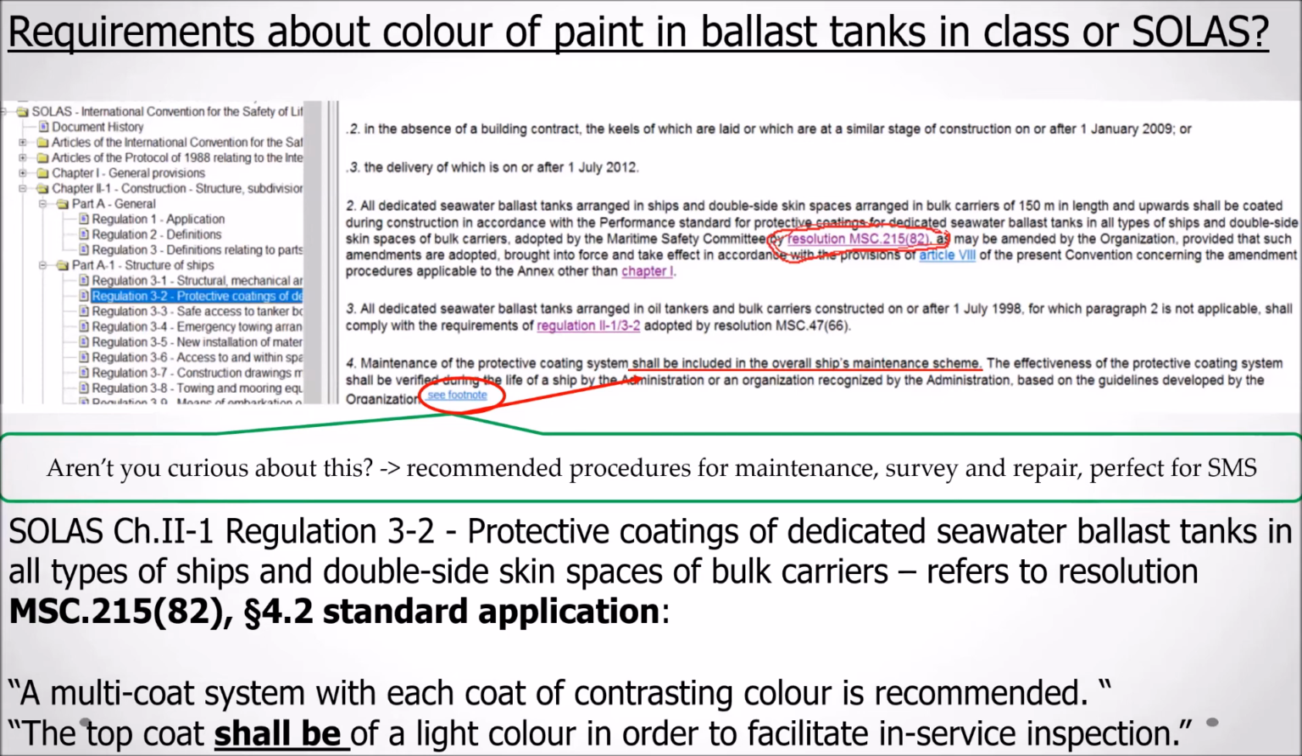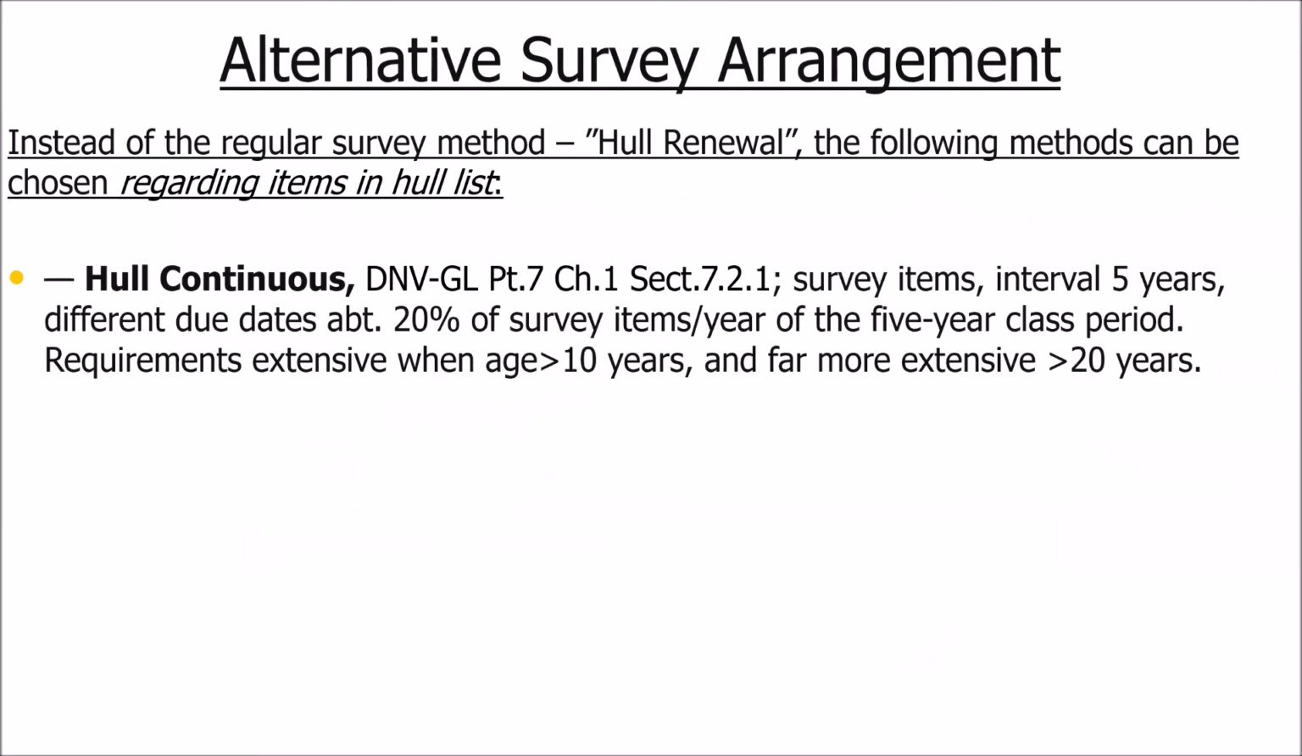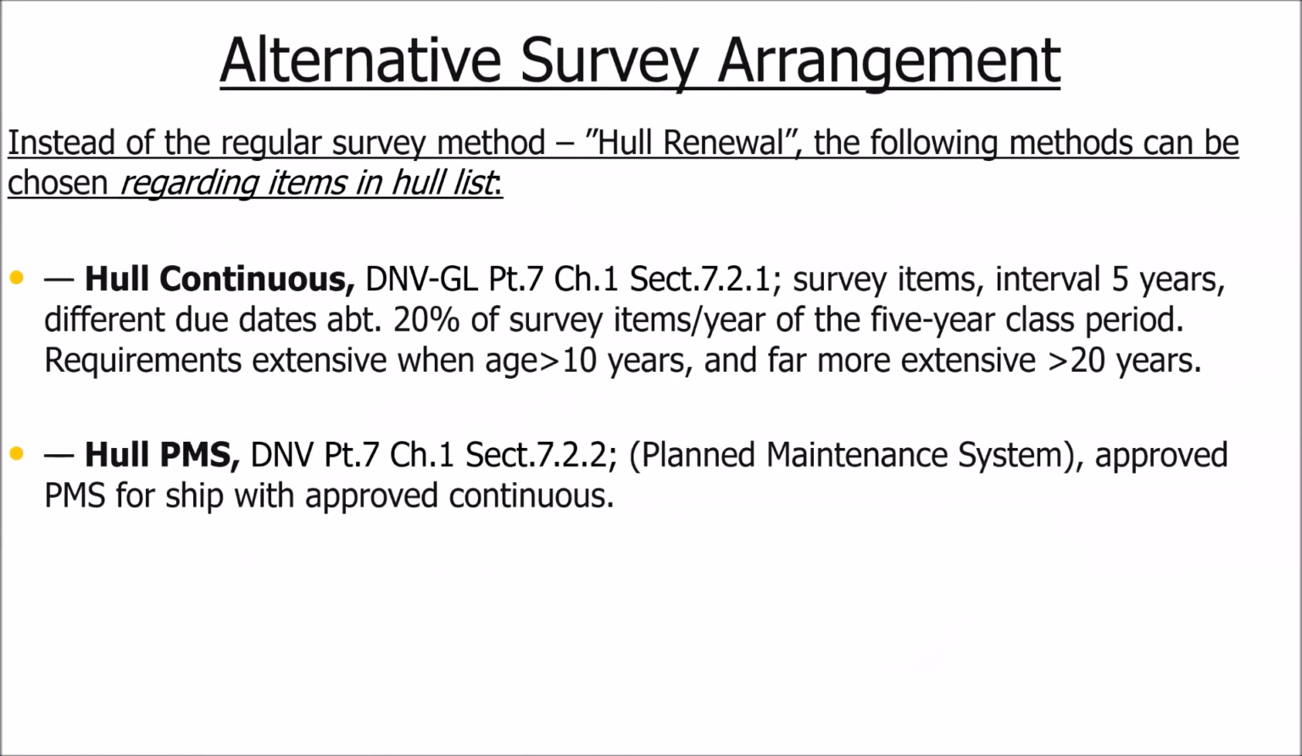Now about alternative survey arrangement. So instead of the regular survey method, hull renewal, we could also have hull continuous. We recognize this from this machinery survey arrangement here. We have the same here. You can check 20% per year. So during your 5-year period, you have checked all these items.